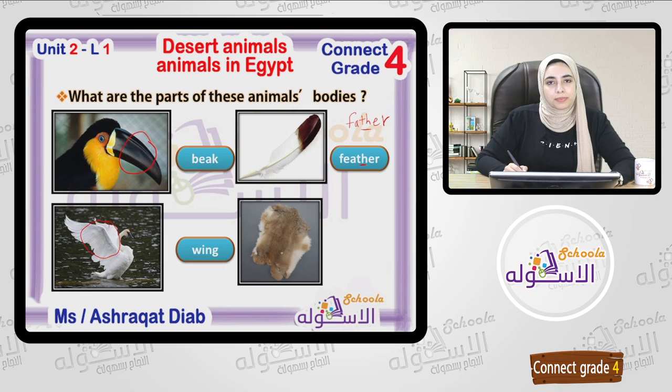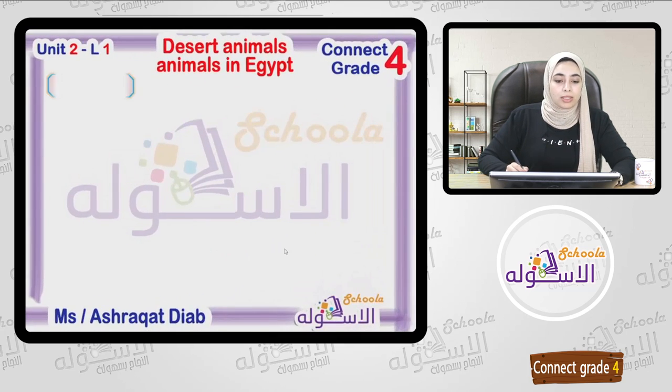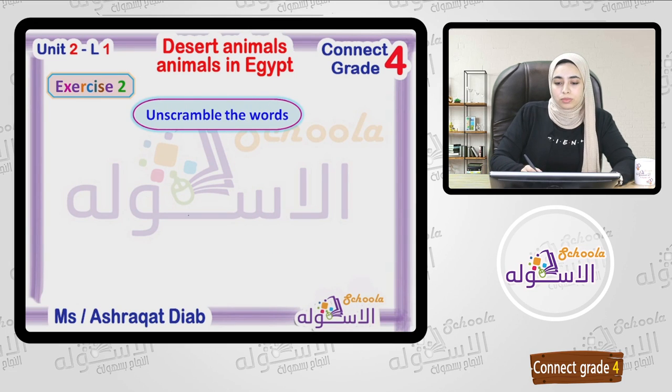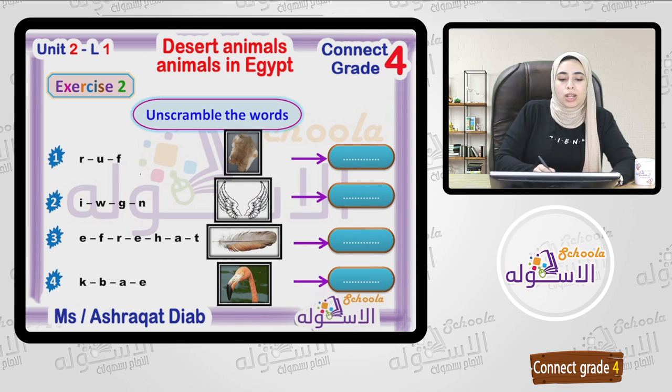What about this? Do you know what this is? Is it hair? No. This is fur. It's on animals' bodies. Well, so these are the parts of animals' bodies. Let's do this exercise and unscramble the words. Number one, look at the picture and try to figure out what this word is.